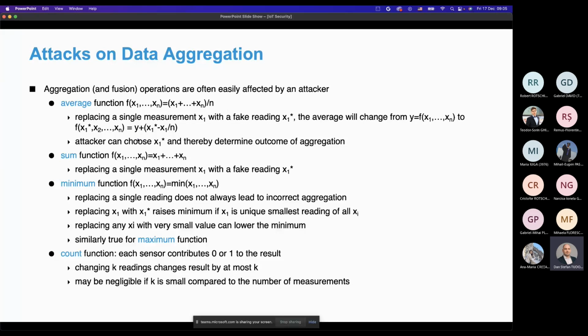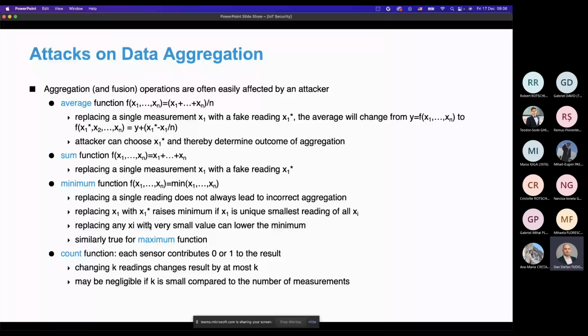So the trick is the attacker can choose this value and thereby determine the outcome of the aggregation. So you can easily determine how the aggregation will behave if you actually choose this value here. Similarly, the sum, the minimum, the maximum functions are also very insecure. For example, the sum can be modified by maliciously replacing a real measurement with a fake reading. Again, just the same with minimum, with maximum, and of course with the count function.